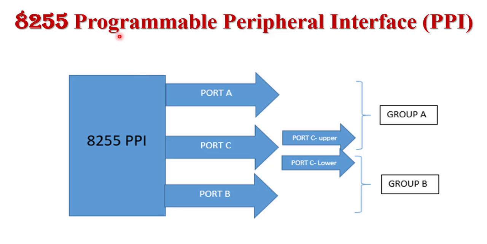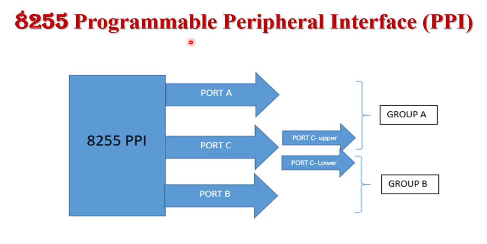So let's start with the introduction of 8255. 8255 is basically a programmable peripheral interfacing chip that was developed by Intel. It is a programmable input-output device that is designed to interface between the microprocessor and input-output devices, such as analog to digital converter, digital to analog converter, printer, keyboard, etc. So it is a programmable device. We can program it according to the given condition.